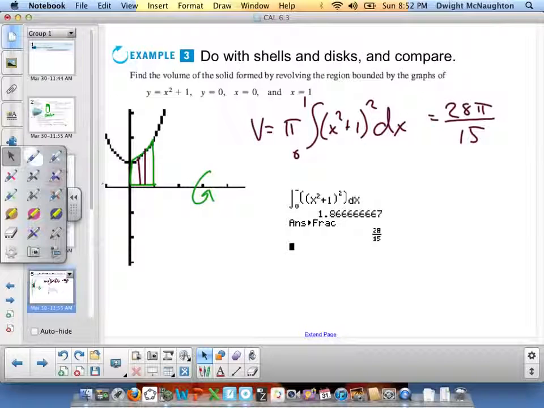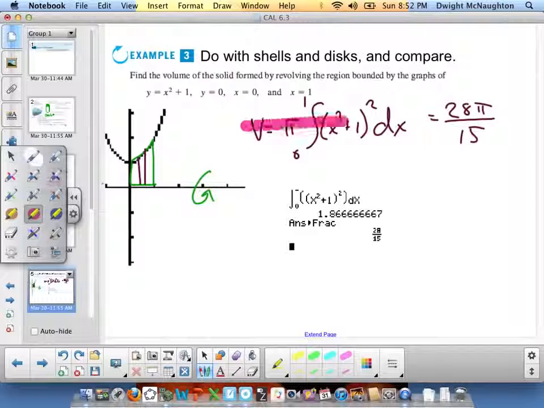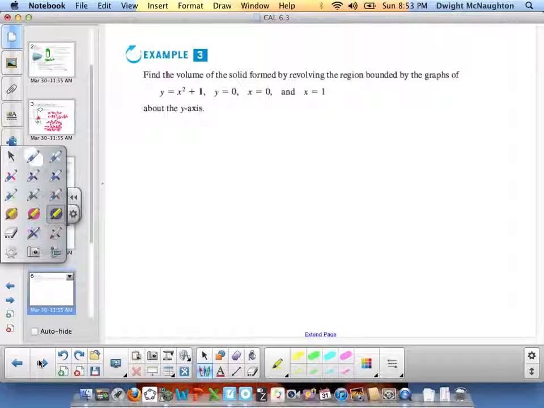And on the AP exam, when it says set up and evaluate, this is what it means. Here's your setup. Here's your evaluate. I just want those two steps. All right. Here they want the same region, this time around the y-axis. I can kind of remember what that looks like, so I'll just go from memory instead of regraphing it.